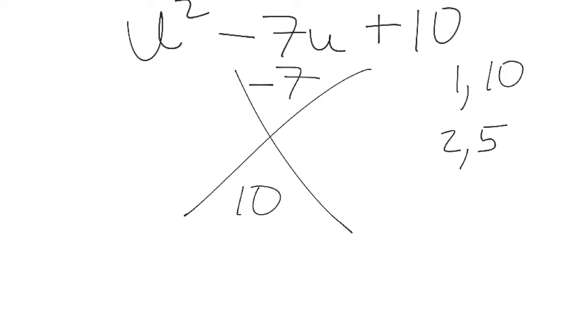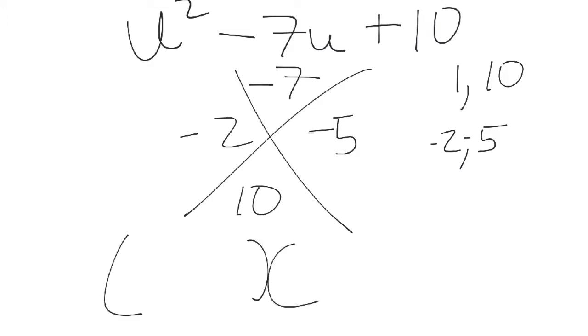But what if I just do this? What if I just make them both negative? Negative 2 times negative 5 is still positive 10, so that's what we need. Negative 2 and negative 5 multiply up to positive 10 and add up to negative 7, so I've factored it. U minus 2, U minus 5.